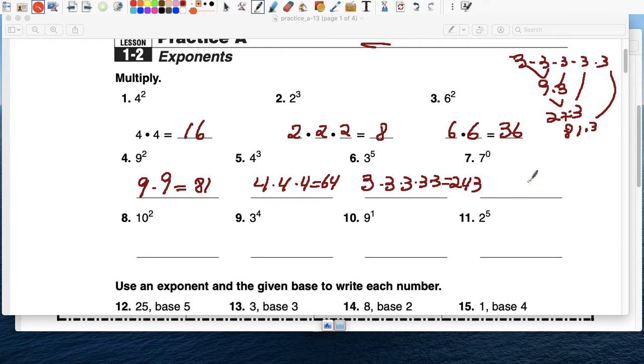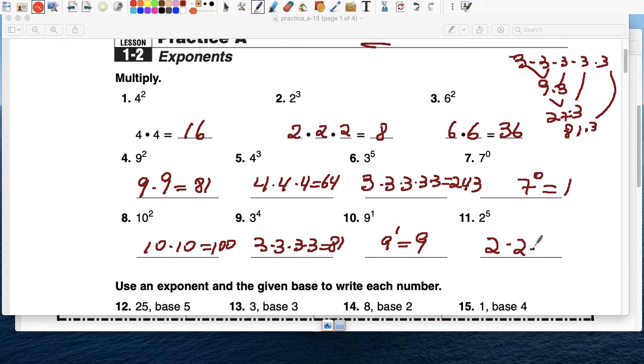7 to the 0 power, right, is just 1. 10 to the 2nd power, it's 10 times 10, which is 100. 3 to the 4th power is 3 times 3 times 3 times 3, which is 81. 9 to the 1 power, ooh, that's just 9. Right? How many 9s? Just 1. 2 to the 5th is 2 times 2 times 2 times 2 times 2, which equals 2, 4, 8, 16, 32.